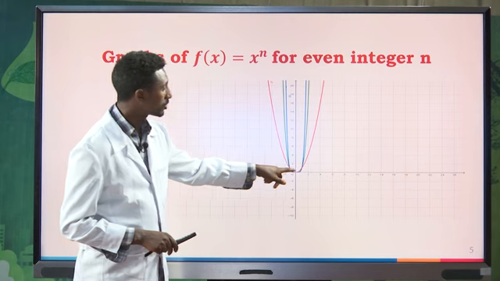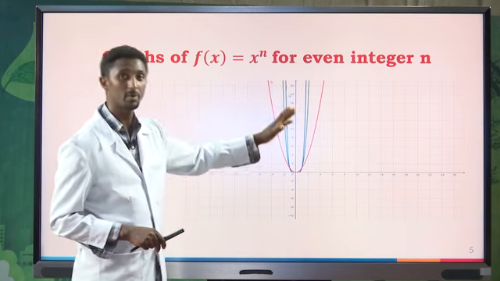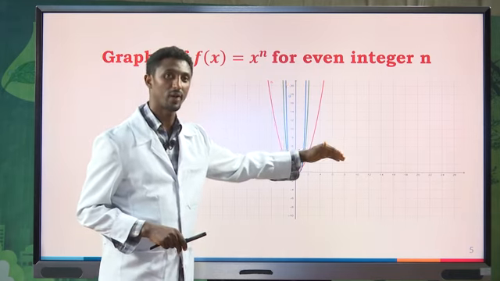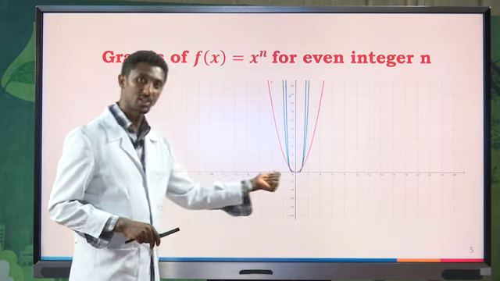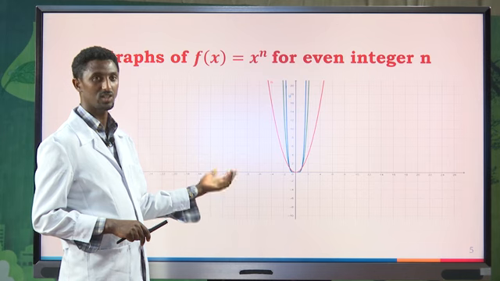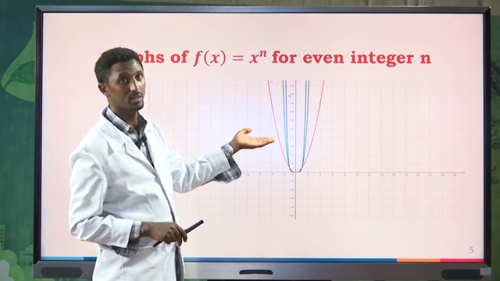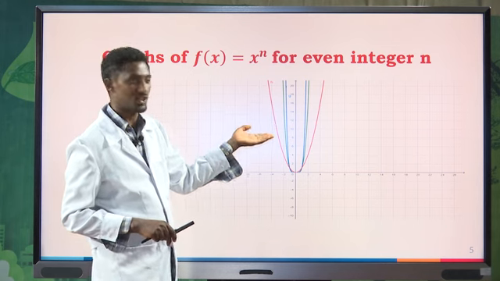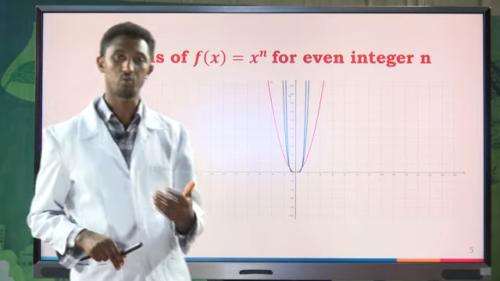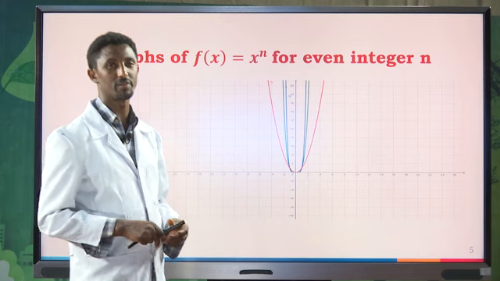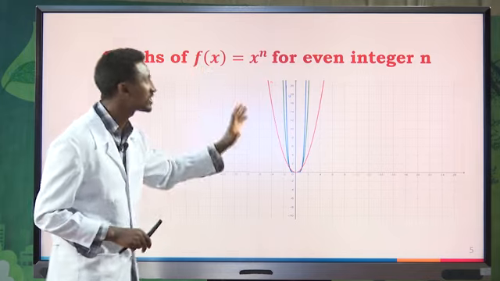Look, the domain is every real number, and the range is non-negative real numbers, including 0. To the right of the y-axis, the graph is above the x-axis, which implies that for positive values of x, the corresponding value of y is also positive. For x to the left of the y-axis, the value of x is negative, but the value of y is positive, above the x-axis. So for any real number x, the output value y is a non-negative real number.